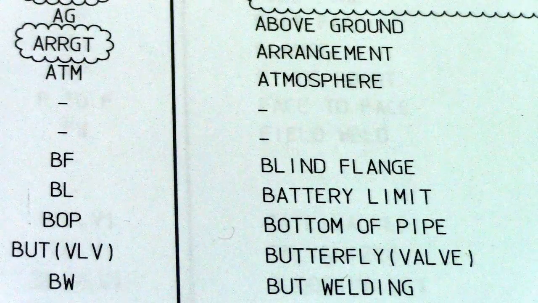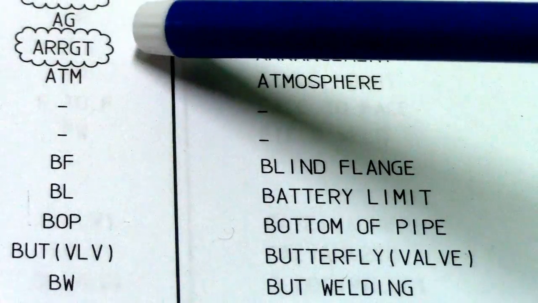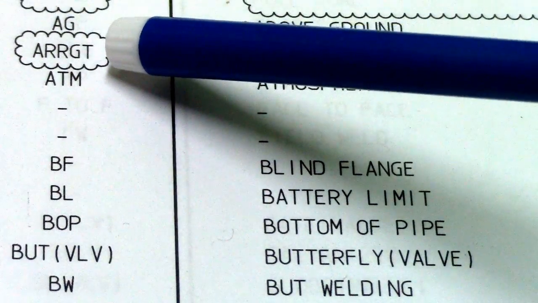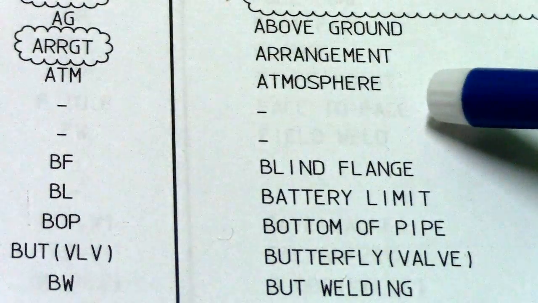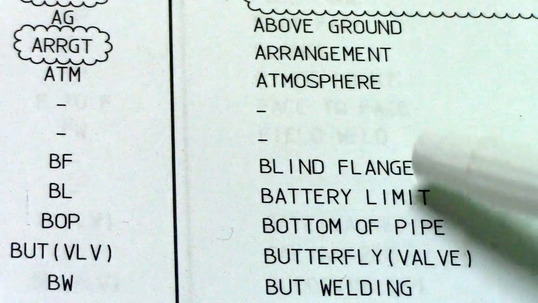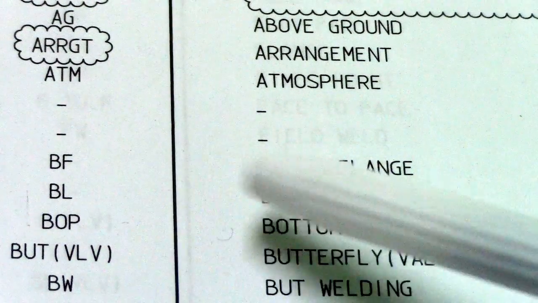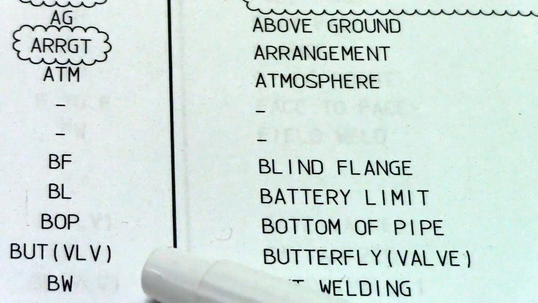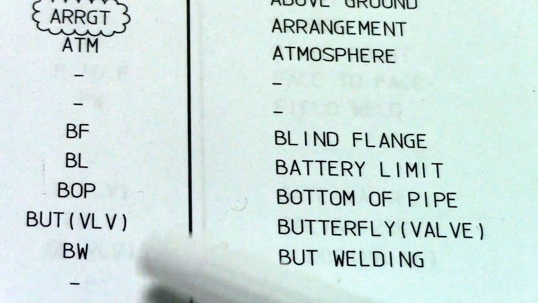So this is abbreviation, piping abbreviation. We will start with AG. The meaning of AG is above ground. ARRGT, this is arrangement. ATM, atmosphere. BF, blind flange. BL, battery limit. BOP, bottom of pipe. BUT, this is butterfly valve. And BW, butt welding.